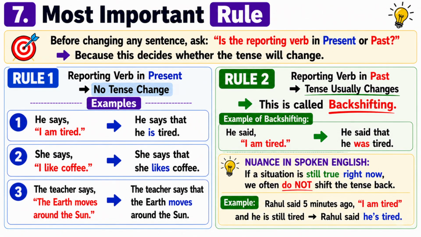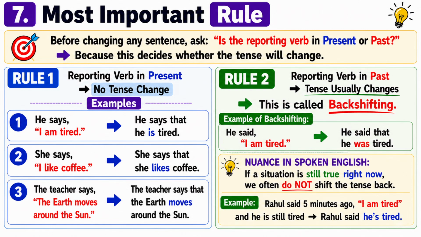Now let us learn the most important rule. Before changing any sentence, ask yourself, is the reporting verb in the present or in the past? Because this decides whether the tense will change. Rule number 1. If the reporting verb is in the present tense, there is no tense change.